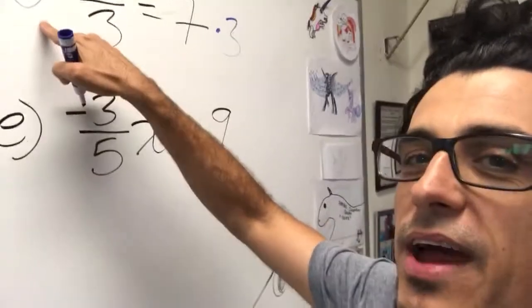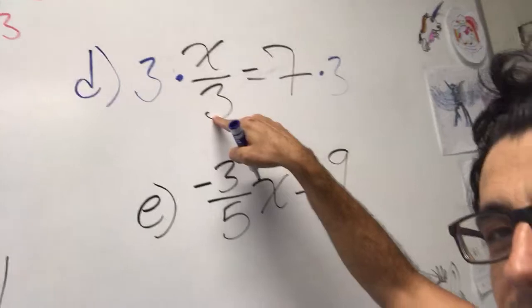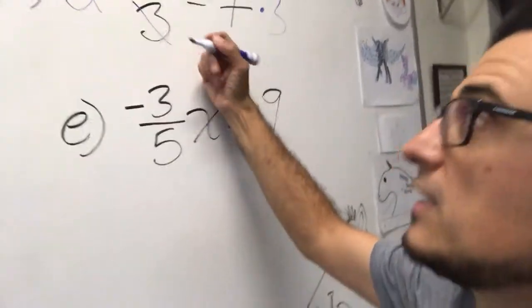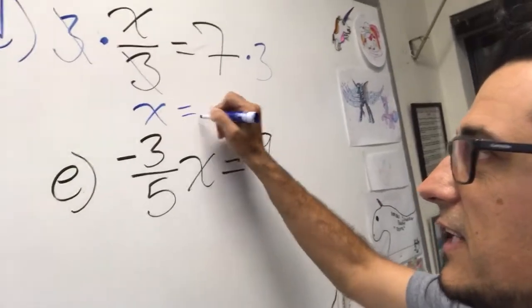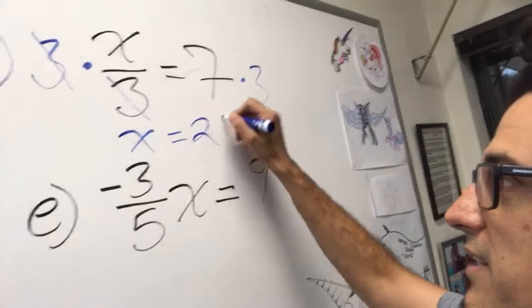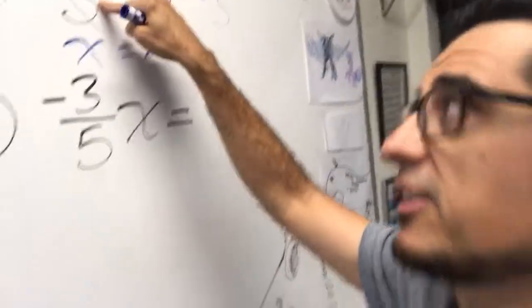So when you have multiplying by 3 and dividing by 3 happening on the same side, these two cancel because they're both equal to 1. So I'm left with x over here. And then we have 7 times 3, which is going to give me a 21. So the value of x is equal to 21. I could check it and be like 21 divided by 3 is 7. Oh, it's equal to 7. What do you know? All right, cool.